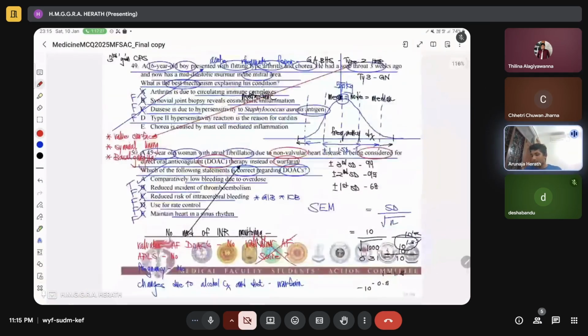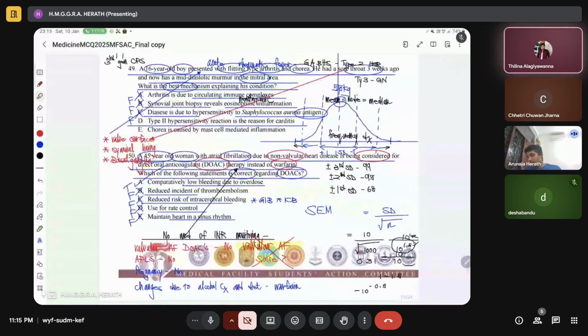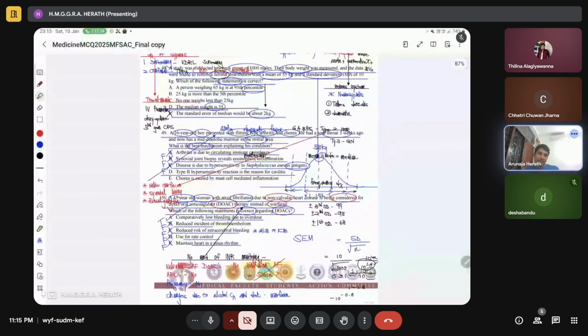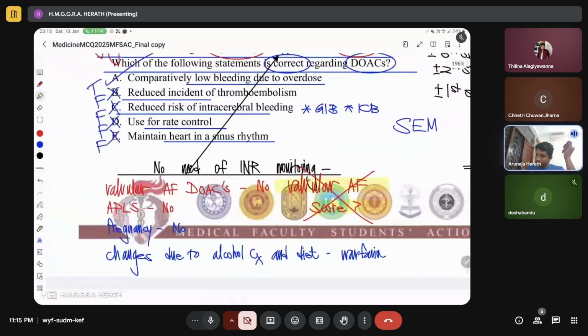For all patients with valvular AF, you must give what? Anticoagulation. With what? DOAC, no? No, with warfarin. You need to give warfarin for all patients with valvular AF, DOAC cannot be used. You have to give warfarin. Okay.